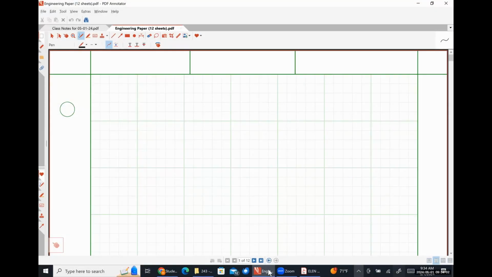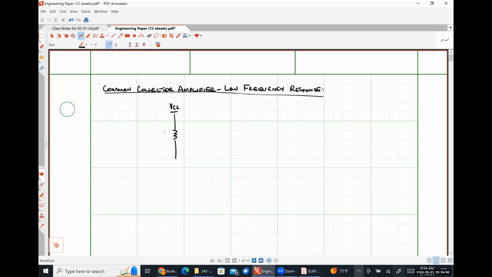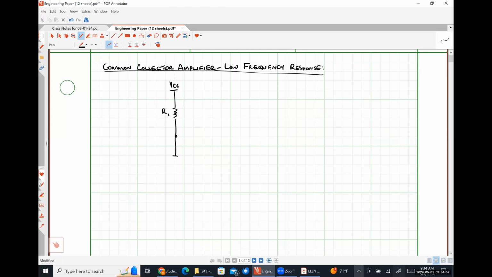All right, so let's look at our low frequency response. So our fully biased common collector amplifier is going to look something like this. So here's our supply voltage VCC and our resistor R1. Here we have our resistor R2, our input capacitance Cin, our signal resistance R sig, and then we apply our input at this terminal over here.